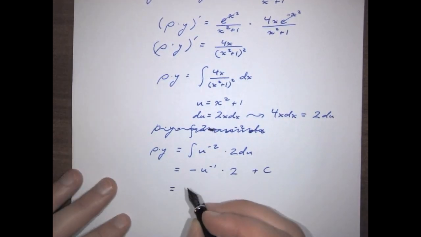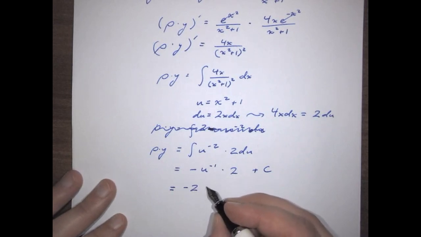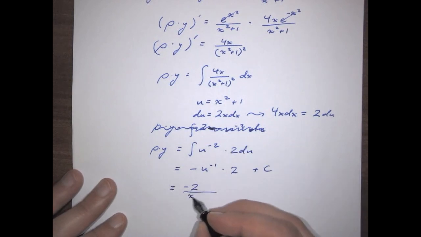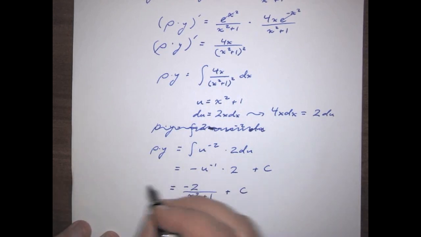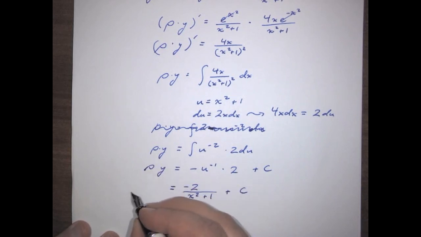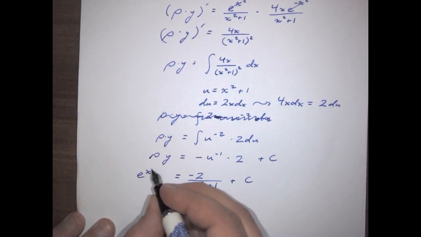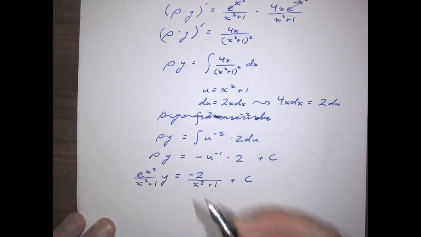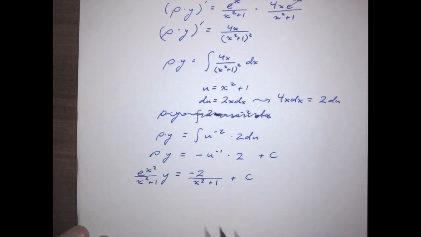And so this is going to equal negative 2, and then the u here is going to be x squared plus 1, and this rho y. But now I guess it's a good time to remind ourselves what the rho was. It was e to the x squared over x squared plus 1 times y. And so we'll multiply both sides by the reciprocal of this.